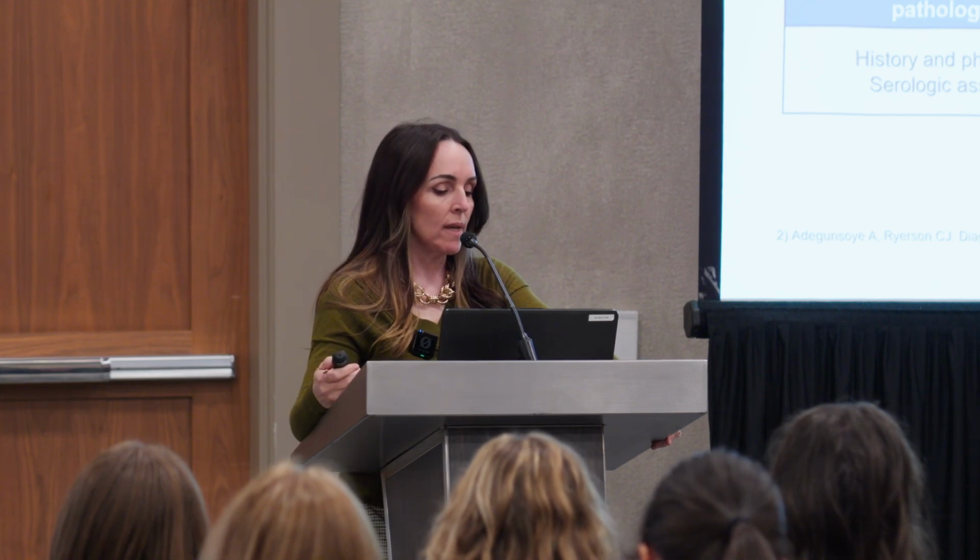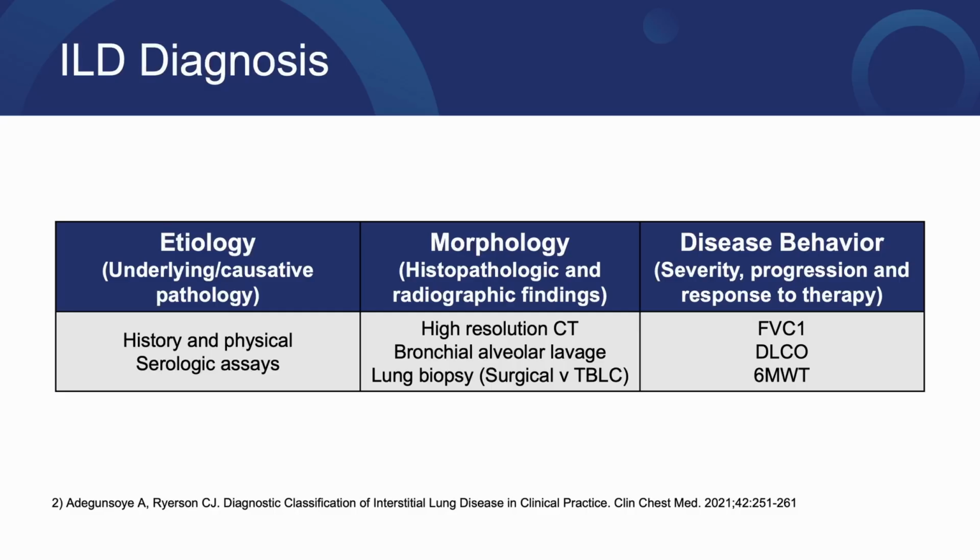You guys are kind of screening and looking, and oftentimes the first time a patient knows they have an autoimmune disorder is when they've been diagnosed with an ILD. So we're working a little bit backwards. The first thing we try to do is figure out, is there something that we can say caused it? And that's where some serological assays come in that Wendy's going to talk about. And then we start looking at the morphology of it.